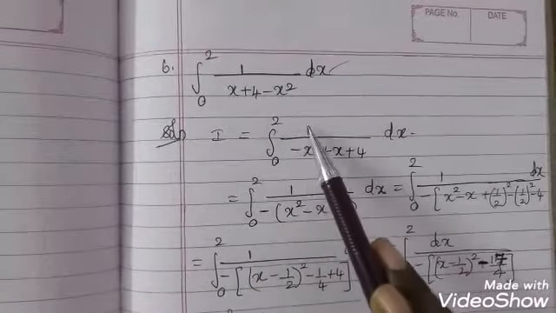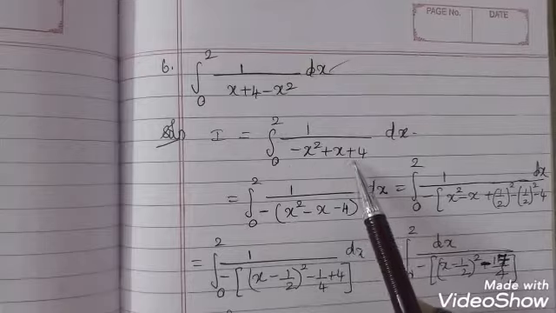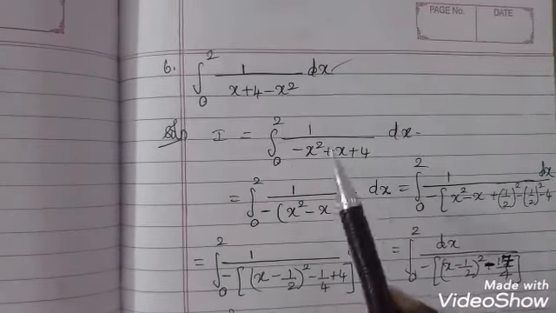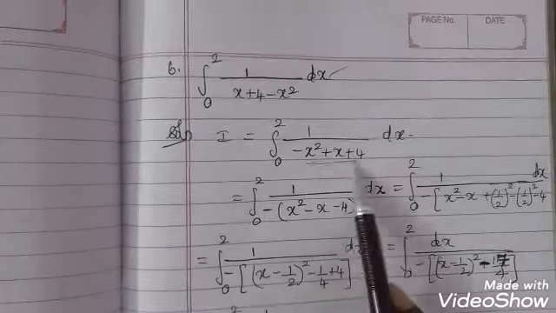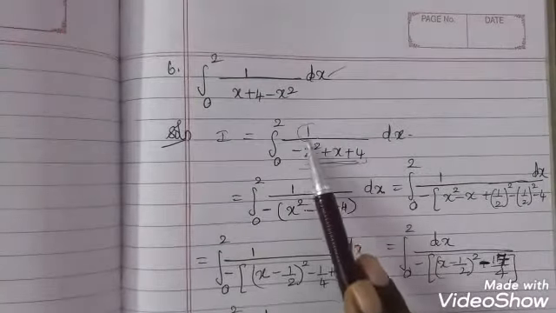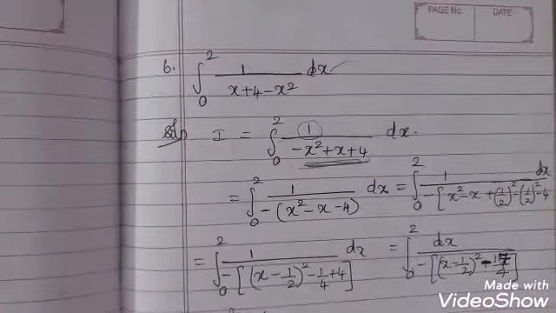So it is equal to integral over 0 to 2 of 1 by, you can just rewrite it as, minus x squared plus x plus 4. I already told you in the one exercise under integration here, if you are not able to split it by using partial fractions, and if you have 1 in the numerator, what I will have to do here is write this in the complete square form.